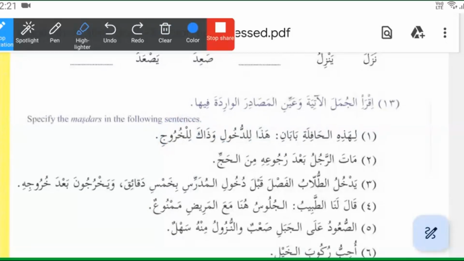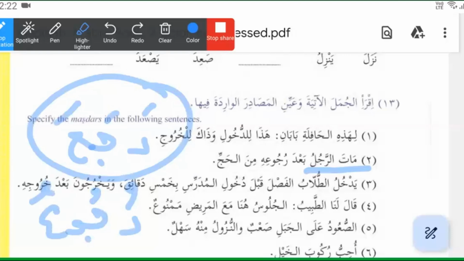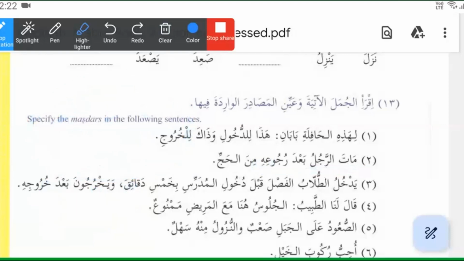مات الرجل بعد رجوعه من الحج. مات الرجل, the man died. مات يموت. بعد رجوعه, after his return. Raja'a means third person, he returned. And the masdar will be on the wazn fu'ul, so it will be ruju, rujun. That's why it's written here ruju, but it is the muzaf ilay. Ruju'ihi, muzaf and muzaf ilay. It means he returned from the hajj. So ruju is the masdar here.